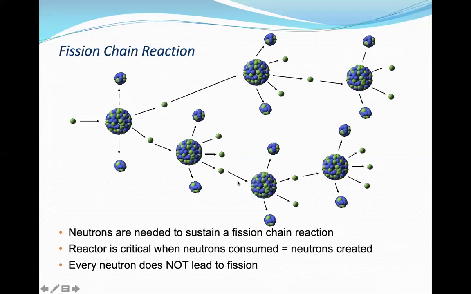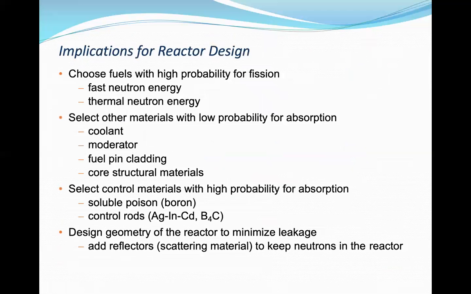Here, neutrons are needed to sustain a fission chain reaction, in which the reactor is critical when neutrons consumed equal neutrons created. The reactor is critical when neutrons are consumed, and an equal amount of neutrons is created automatically. So every neutron does not lead to a fission process.